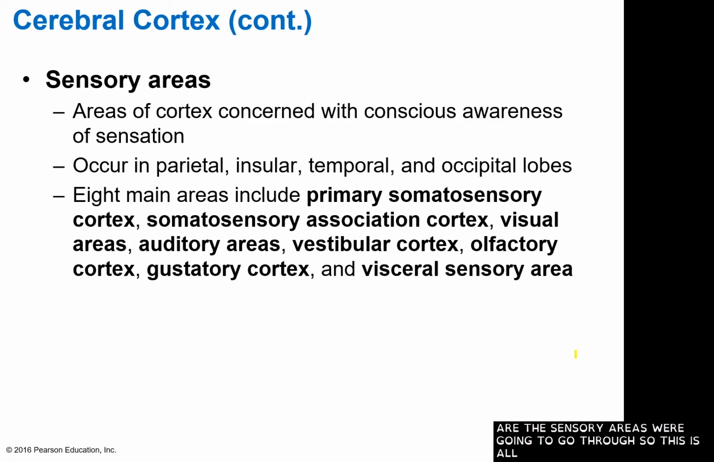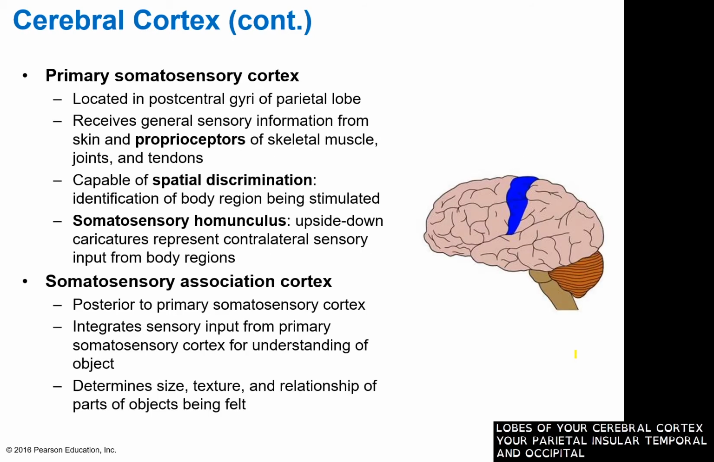So this is all conscious awareness of sensation. This occurs in many lobes of your cerebral cortex: your parietal, insular, temporal, and occipital. So hopping right into it now, working our way posteriorly, starting with the primary somatosensory cortex. Right behind the central sulcus is where this starts.